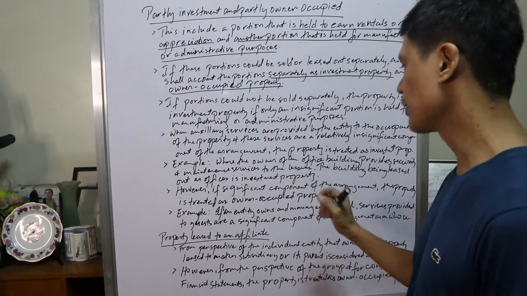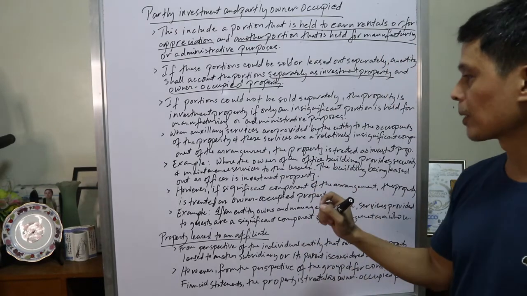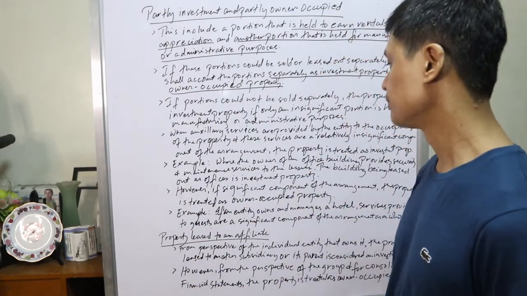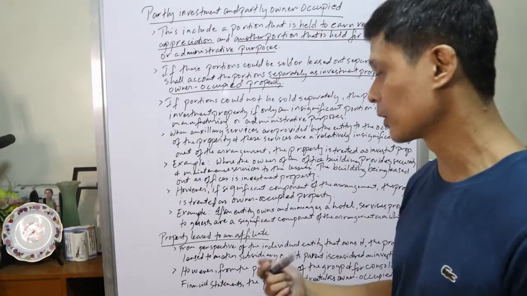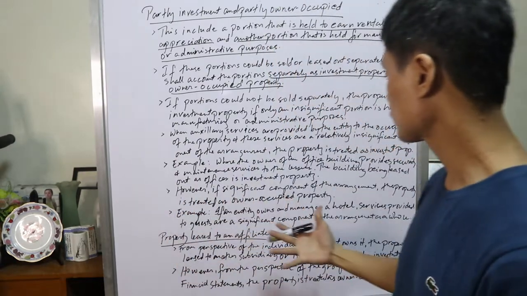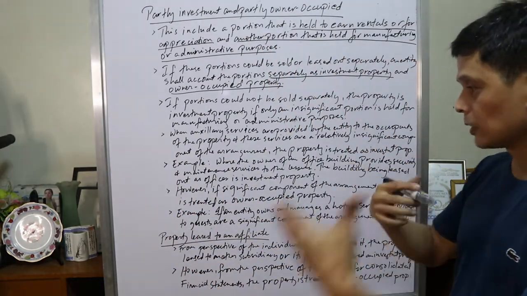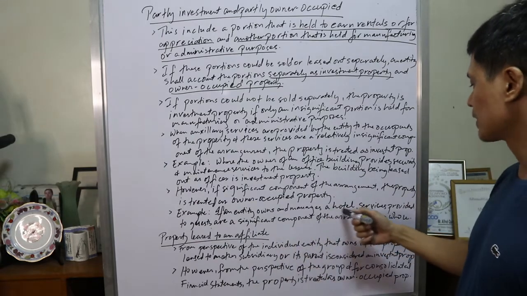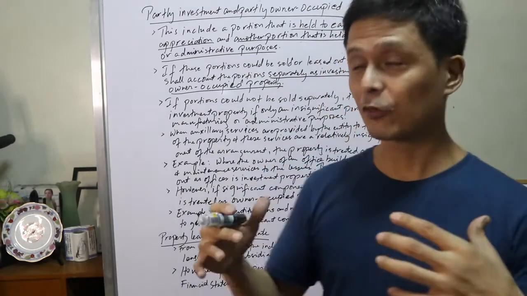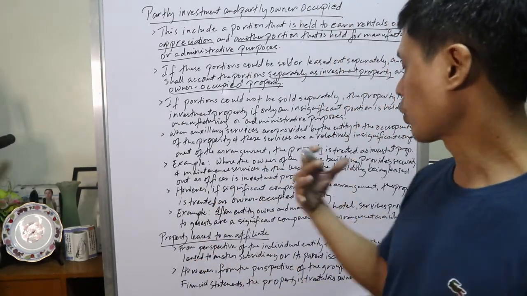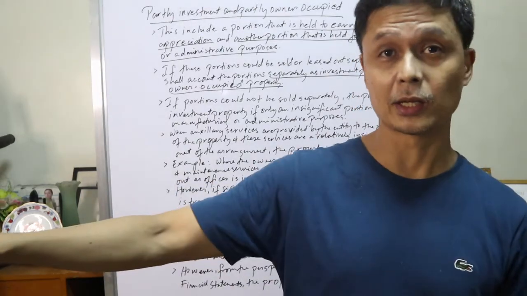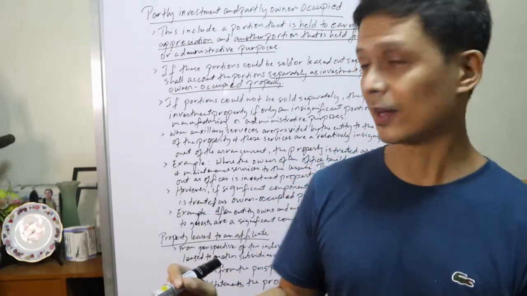However, if it is a significant component of the arrangement, the property is treated as owner-occupied property. So kung significant yan, a good example of that, let's say sa hotel. So yung entity yung nagmamanage, owns and manages a hotel, services provided to guests, these are significant portions, and therefore it is owner-occupied property, because the services being rendered, let's say sa hotel, is significant.